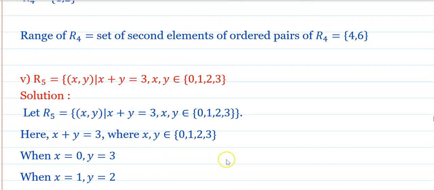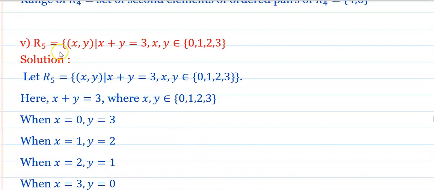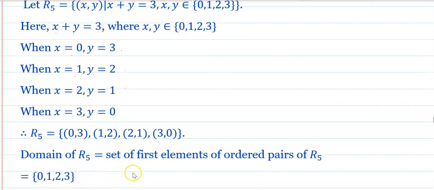Easy question again. Now the R5. (x, y) such that x plus y is equal to 3, where x, y belongs to {0, 1, 2, 3}. If we take x is equal to 0, then y is 3. x is 1, y is 2. Their total is always 3. x is 2, y is 1. x is 3, y is 0. Therefore R5 is (0, 3), (1, 2), (2, 1), (3, 0). This is the R5.